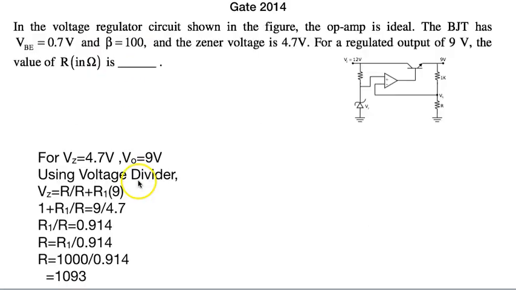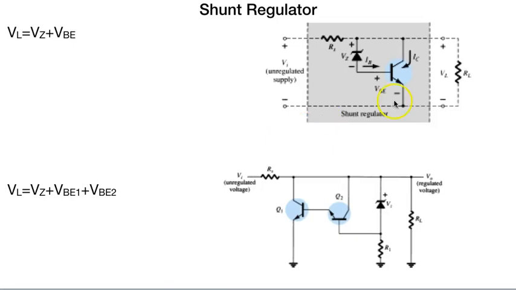Now this is a 2014 question, and you can see that it has a Vz reference, comparator, control element, and a potential divider. And the output you get with the help of Vz is equal to R upon R plus 1 into 9, and you get the value of R from there. Shunt regulator is where the control element is in parallel.